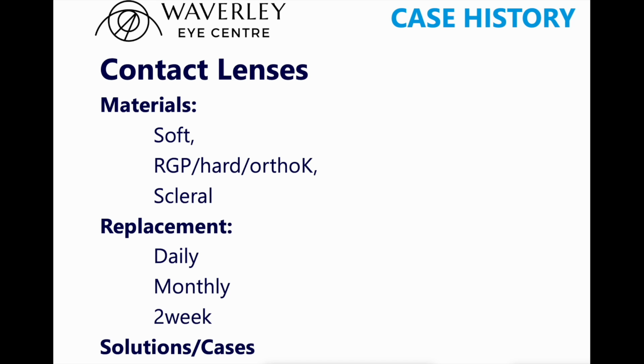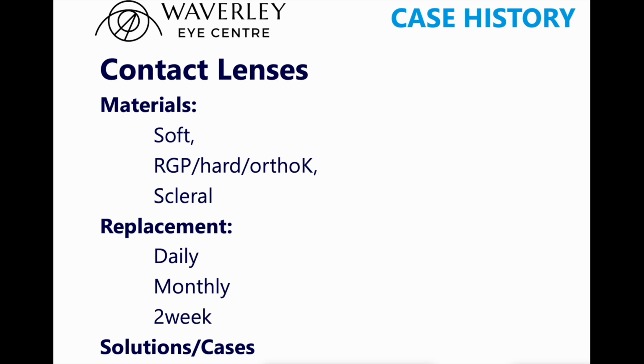Also, there's scleral lenses, which is another hard contact lens, but it's a very large contact lens that doesn't sit on the cornea, but actually rests on the sclera or on the conjunctiva, and we use that a lot for conditions like keratoconus, or people that have warped or distorted or surgically damaged corneas, or it can also be used for treating dry eye.